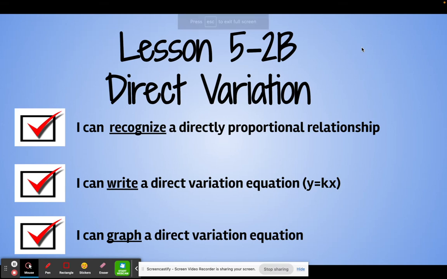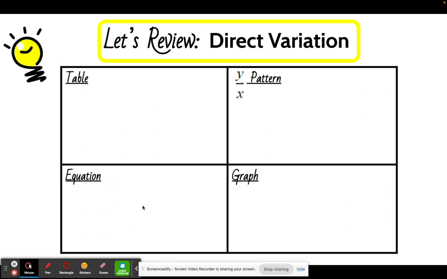Hi everyone, today we're doing lesson 5.2b, so our second day of this. We're doing more direct variation. Our objectives today are to recognize a directly proportional relationship, write a direct variation equation in the form y equals kx, and graph a direct variation equation. Let's do a quick review.